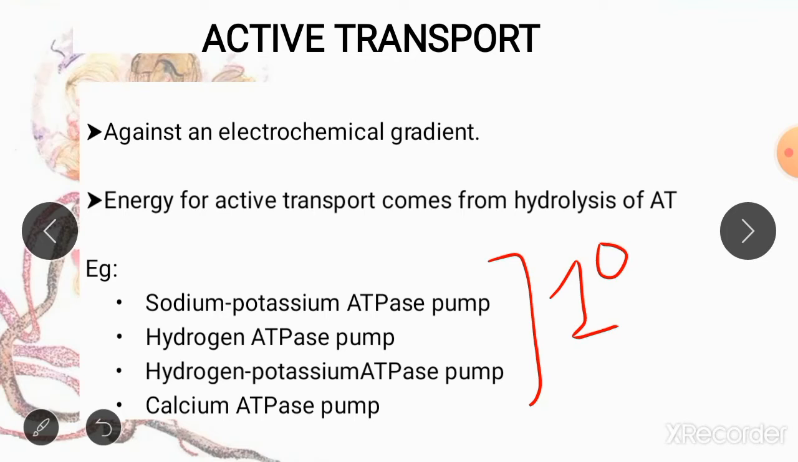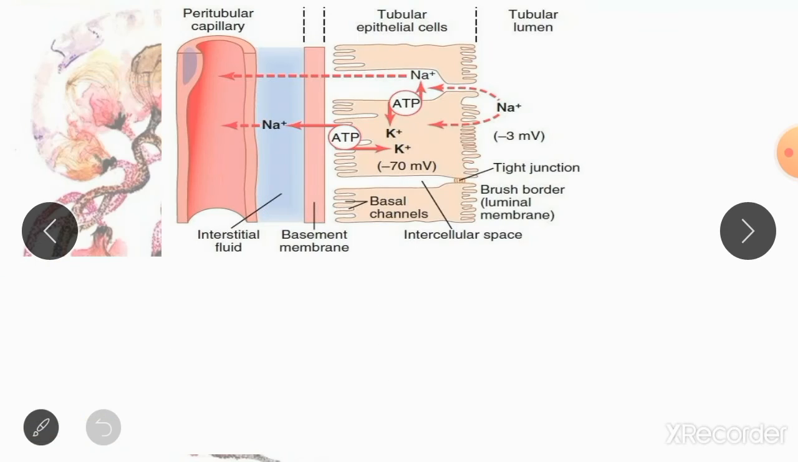Why? Because primary active transport is the type of transport in which direct ATP is cleaved, and you can see ATP being broken down by the ATPase protein. Then here we have an example of sodium potassium ATPase pump, which is present in the basolateral surfaces of the epithelial cells, and they are involved in the reabsorption of sodium. So when most of the sodium is filtered at the Bowman's capsule, while it is passing through the proximal convoluted tubule, almost 65% of it is reabsorbed.